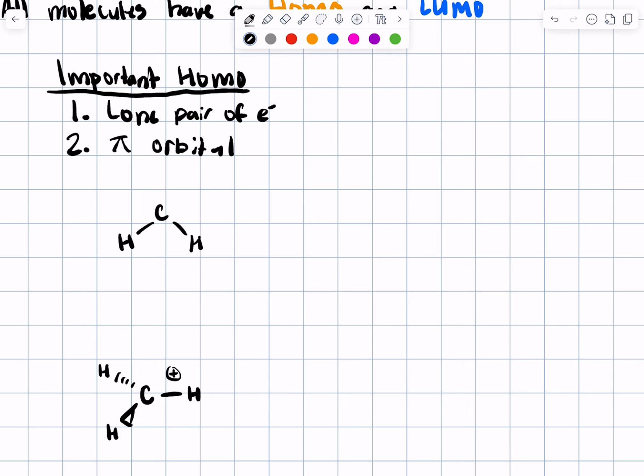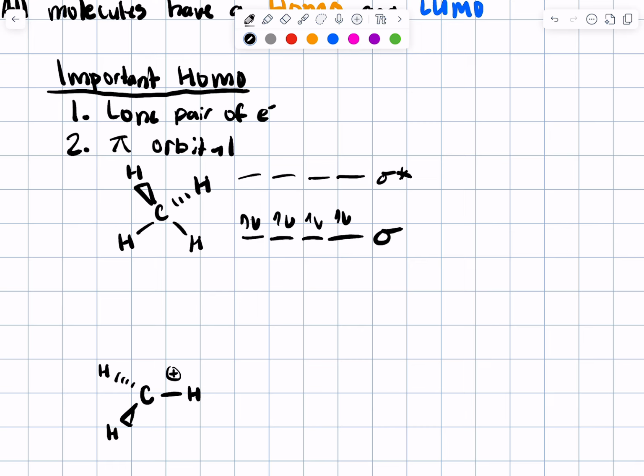So H, H, H, H. This guy, methane, has a whole bunch of sigma orbitals. So what's the HOMO, what's the LUMO of this? The HOMO is going to be the highest occupied molecular orbital, the place that the electrons are in these sigma orbitals. That's where all of the electrons are. And then on the other half, there's going to be 4 empty sigma star orbitals.